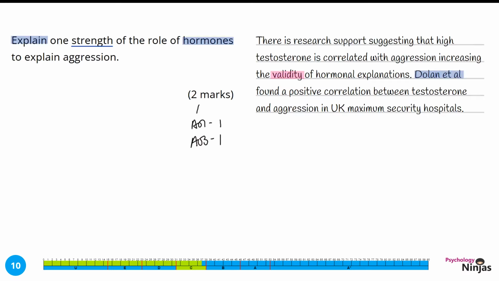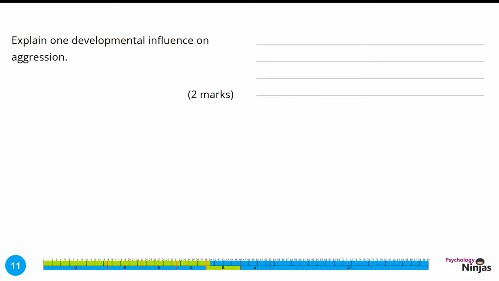Here we've gone for Dolan et al., but you could use lots of other studies to support that there is research behind testosterone linking to aggression. Explain one developmental influence on aggression, 2 marks. Here we have the command word explain, which means we need to give a detailed description in order to give thorough, detailed psychological knowledge. This question is all about the fundamentals of our understanding.